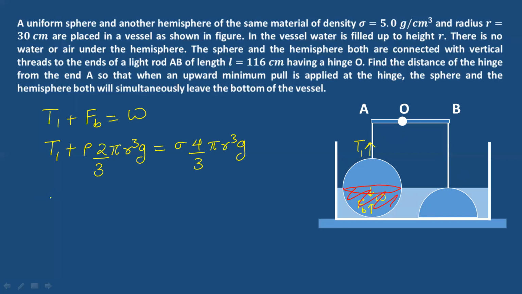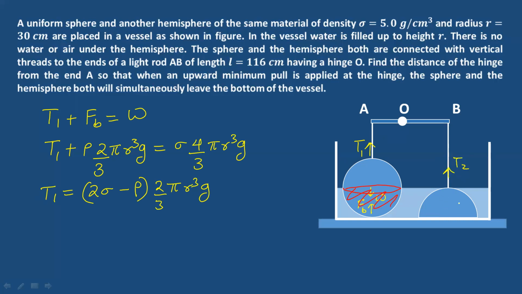So from here, I would get T1 is equal to (2 sigma minus rho) times 2 by 3 pi r cube times g. So that is your T1 tension. All right. So that is tension T1. Next, we'll try to find what is the tension T2 here. So this is the tension T2.